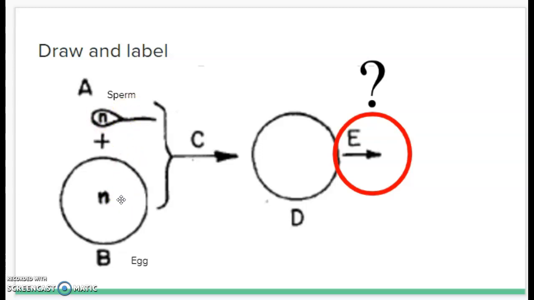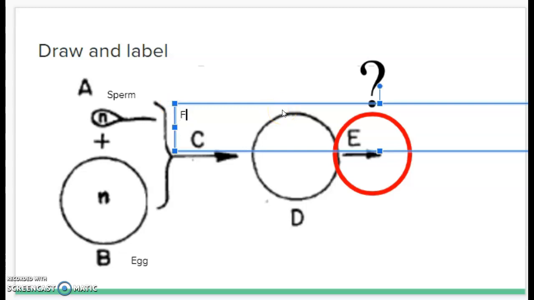But the reason that it's N and not just 23 is because that number changes for different organisms. So for flies, I believe it's 4 because their body cells have 8 chromosomes. So depending on the organism and the species, that number will change. So N is half the number of chromosomes that are found in the body cells. For humans, that's 23. C, the process when they come together, we said last time was fertilization.